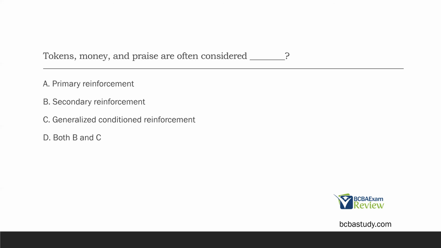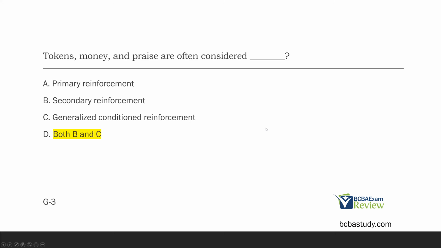C, generalized conditioned reinforcement. Now, tokens are well known for being generalized conditioned reinforcement, as is praise. Generalized conditioned reinforcement just means it's a secondary reinforcer that is generalizable to other environments or other behaviors. You can use it in many different scenarios. That's essentially what GCR is. So tokens, money, and praise are considered both secondary reinforcement and generalized conditioned reinforcement. Our answer here is going to be D, both B and C.